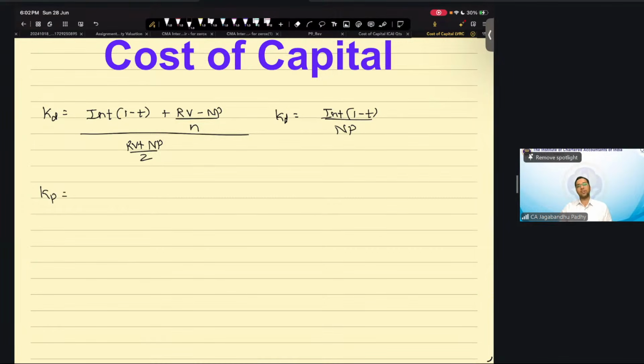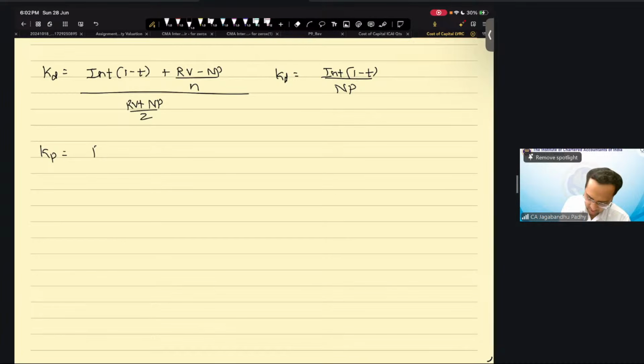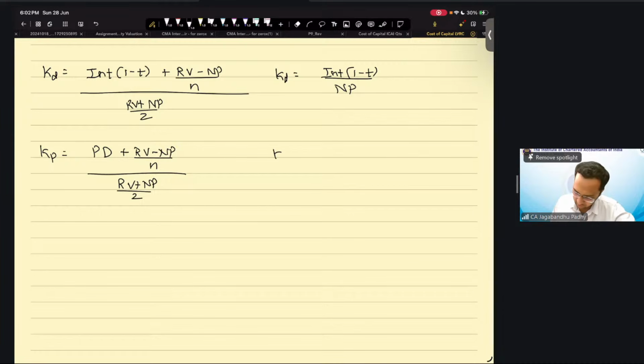Cost of preference share. Cost of preference share is similar to the cost of debt formula, but there is a slight variation in it. Instead of interest, we take preference dividend. So this is preference dividend plus redemption value minus net proceeds upon N, the whole divided by redemption value plus net proceeds by 2. And similarly, cost of preference share for irredeemable preference share is preference dividend upon net proceeds. Okay.